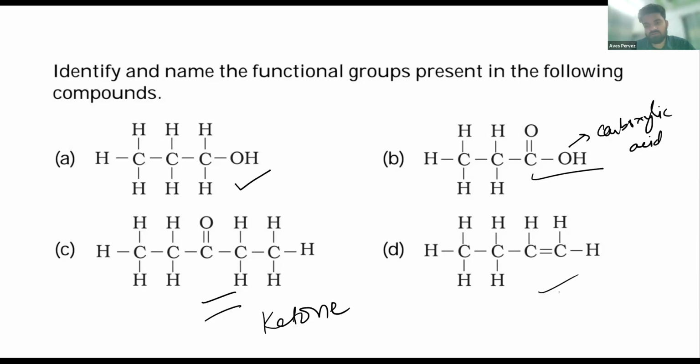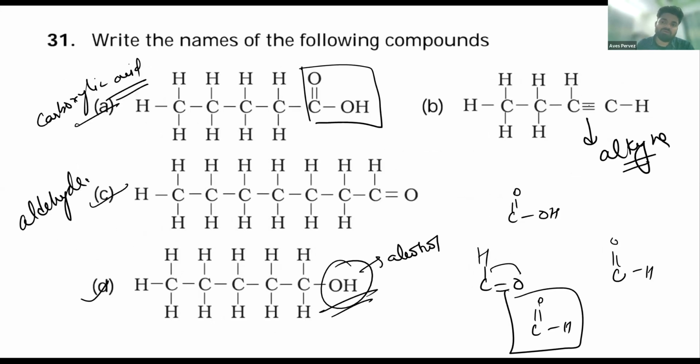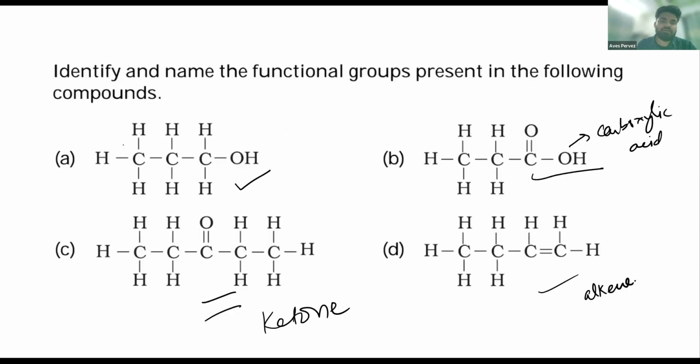This one, C double bond CH? This is alkene, only double bond. The previous one is alkyne. Why? Because there is a triple bond there. Okay, got it? Understood? Yes, sir.